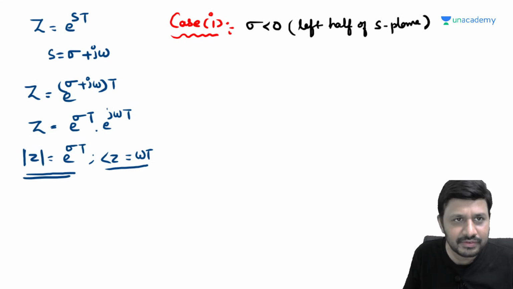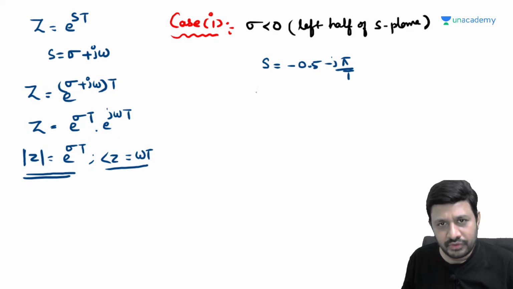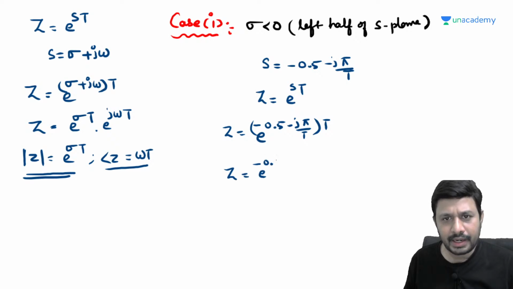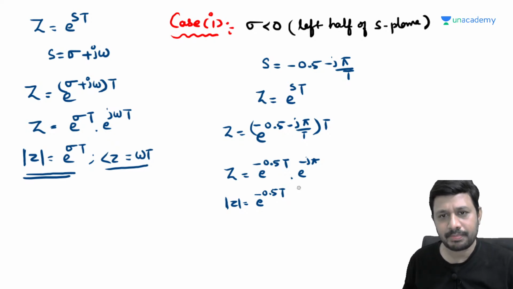So the first one I am going to take, I want to map this point, minus 0.5 minus j pi by t. Z is equal to e power st relation is there, no? Substitute, very simple. Z is equal to e power st. Substitute e power minus 0.5 minus j pi by t multiplied with t, or z is equal to e power minus 0.5 t into e power minus j pi. So magnitude of z will be what? E power minus 0.5 t. Magnitude of z will be e power minus 0.5 t, and phase of z will be minus pi.